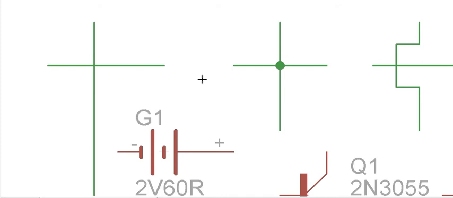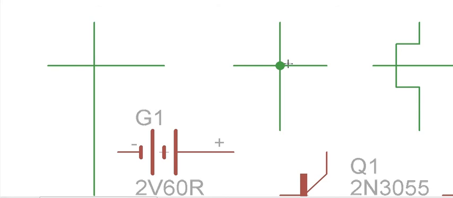It's hard to decipher what this really means. Some people say it means two lines connected. Sometimes it means two lines not connected if there isn't a node there. It's just a confusing symbol.